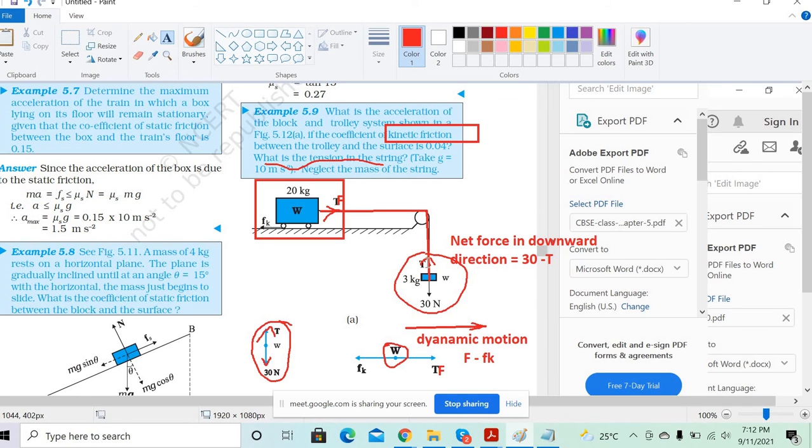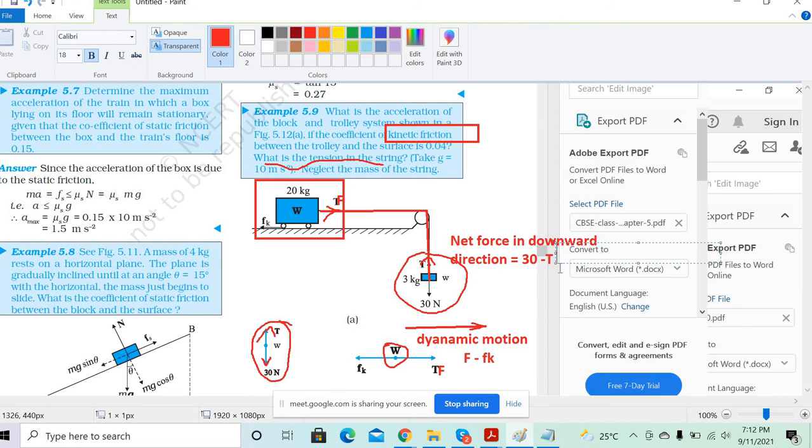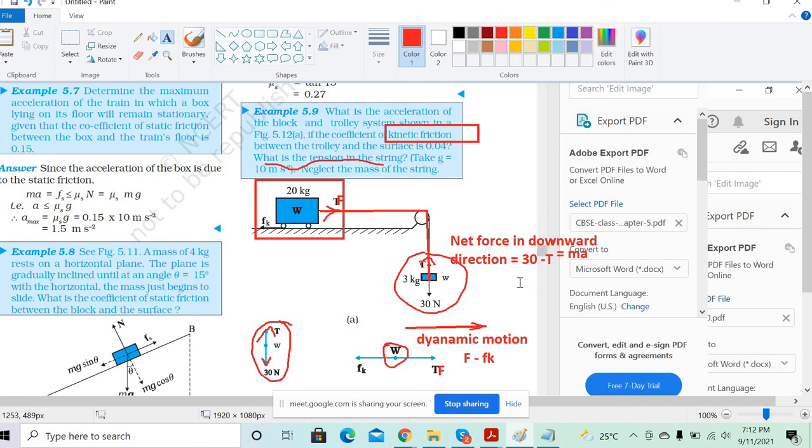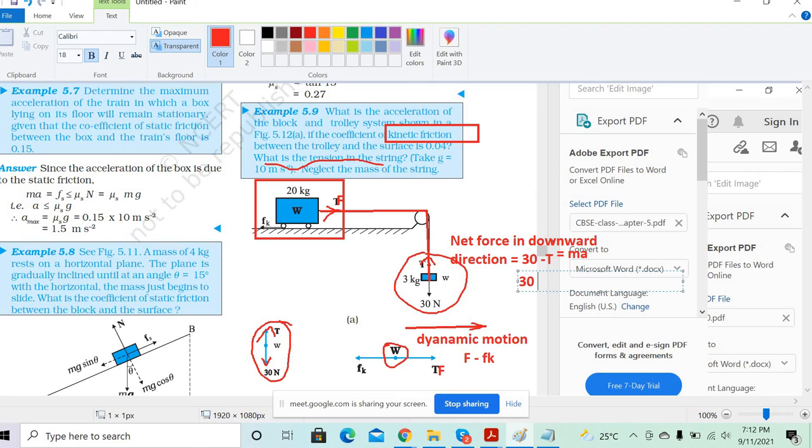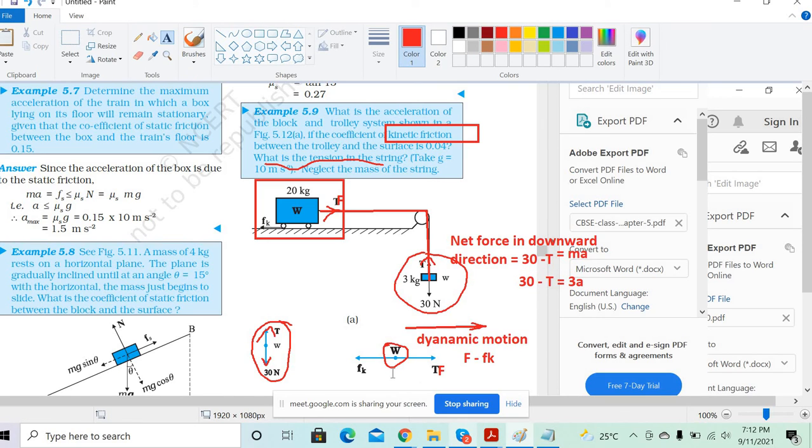So the net force is making the body move in the downward direction. So 30 minus T should be equal to that. If it is moving, that means it has acceleration, because the net force is creating some acceleration. That should be equal to mass into acceleration, correct? So here 30 minus T. What is the mass here? 3 kg. Acceleration we don't know, we can find out acceleration.